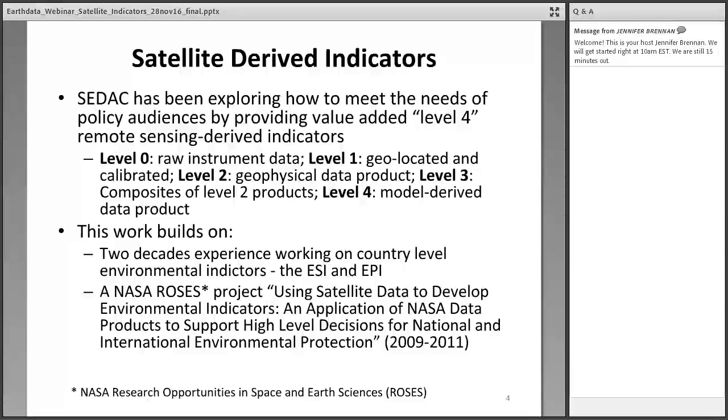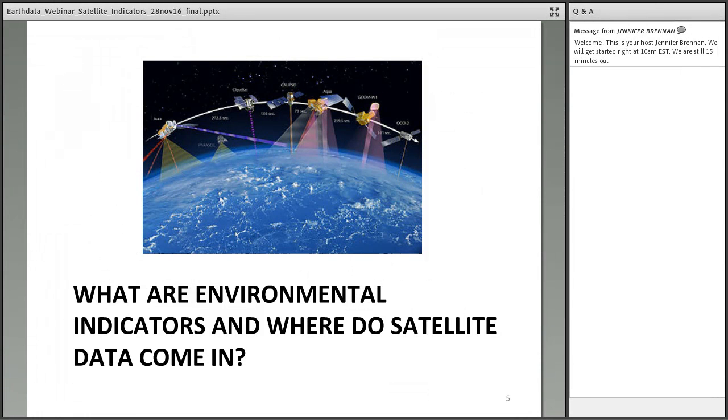This work also builds on two decades of experience working with Yale University on environmental indicators at the country level: the ESI, the Environmental Sustainability Index, and the EPI, the Environmental Performance Index, and you'll hear more about that later. And then we had a NASA ROSES project from 2009 to 2011, and I'll be discussing that a little bit more as well. That makes up a segment of my presentation.